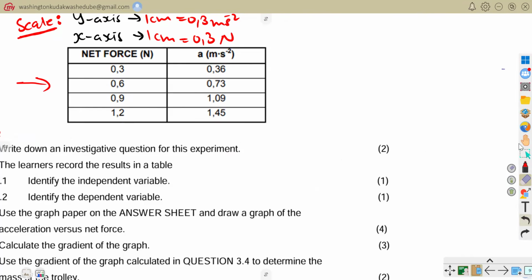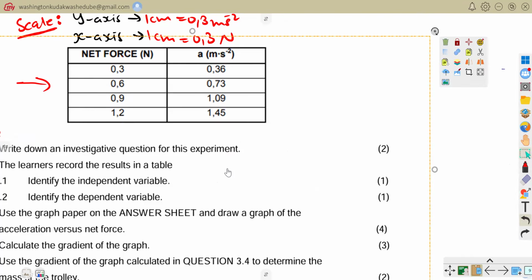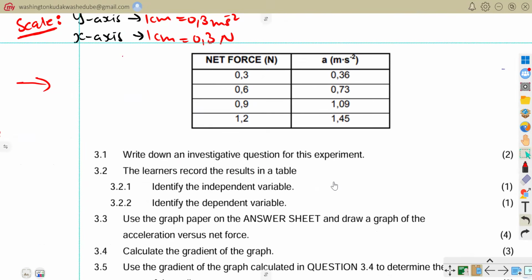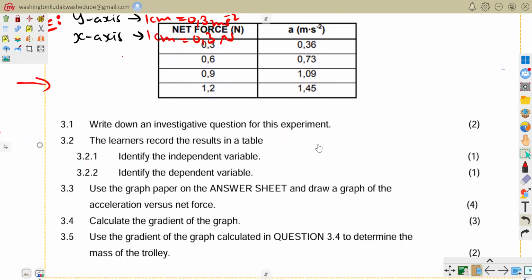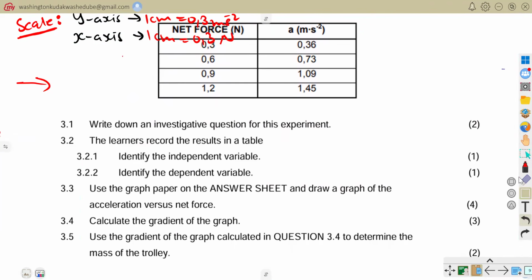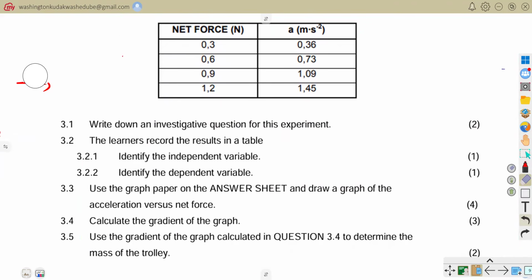Once you have done that, the next thing is just to follow through. So I would simply come here and then follow through the coming questions, because I've already determined everything using my graph.